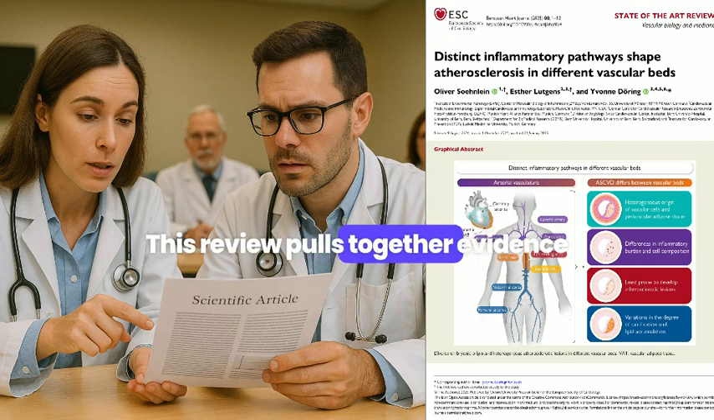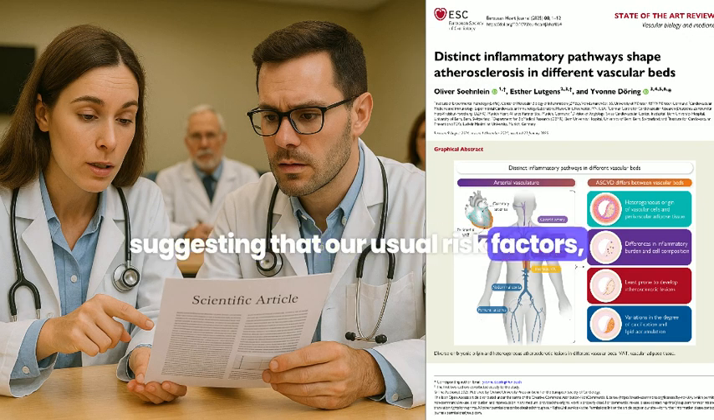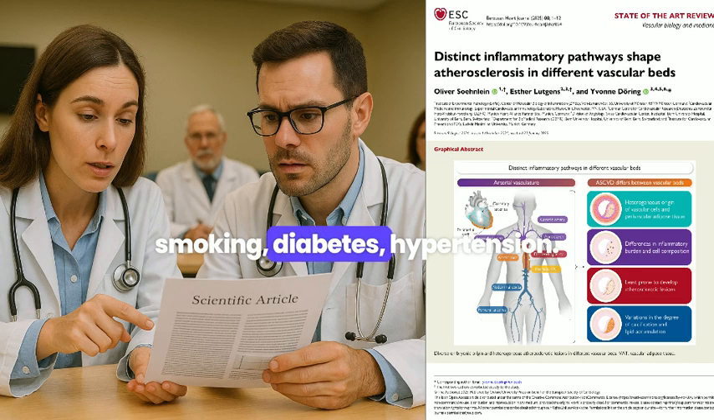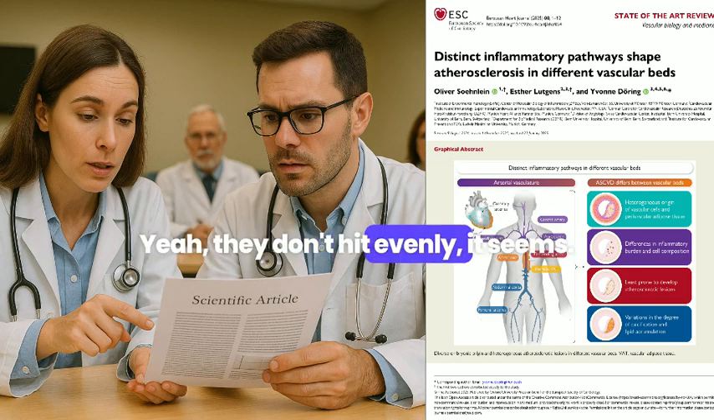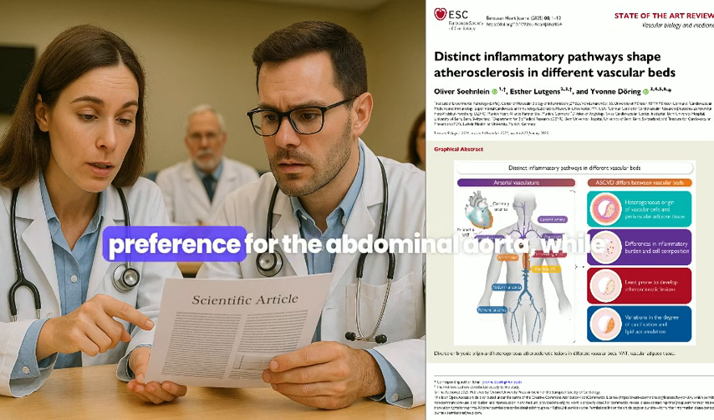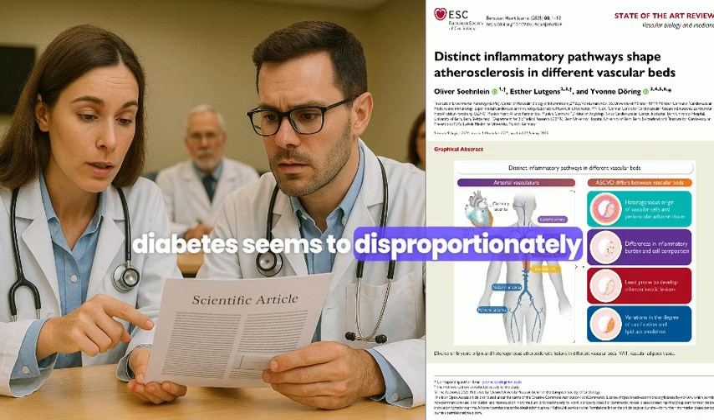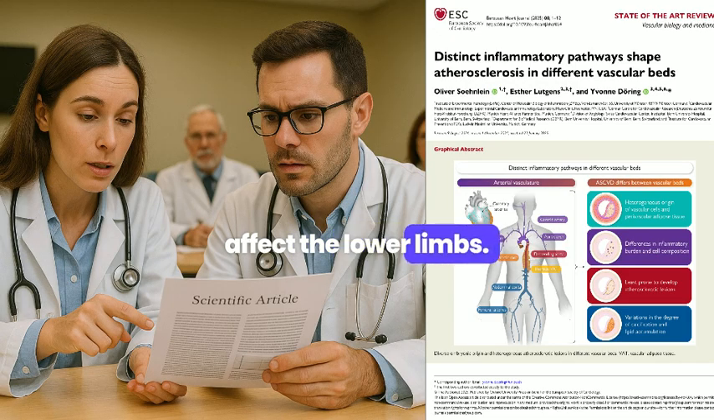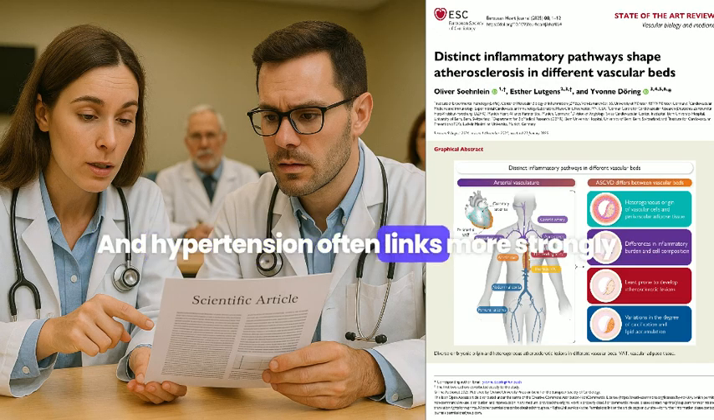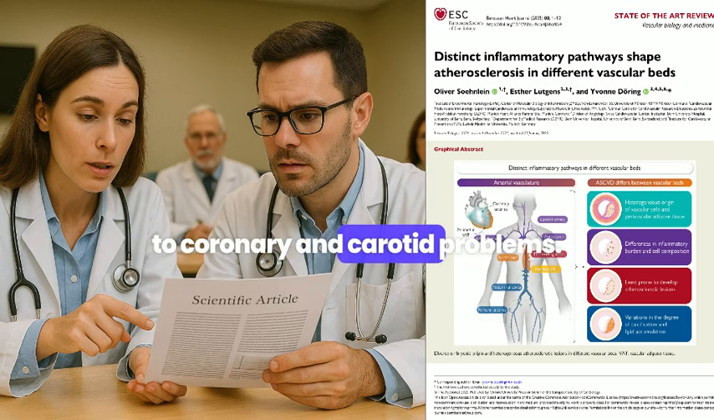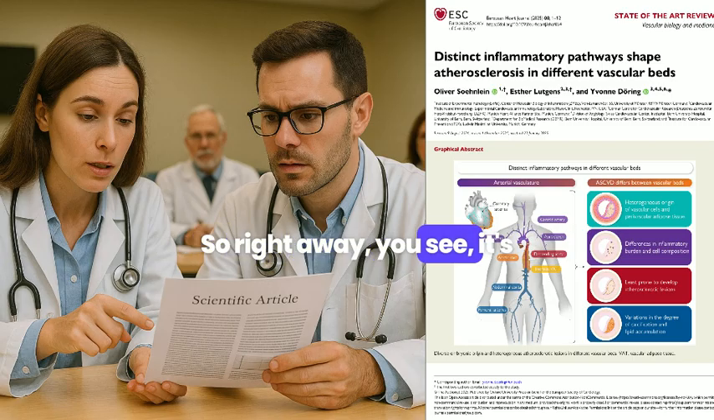This review pulls together evidence suggesting that our usual risk factors, smoking, diabetes, hypertension, don't hit evenly. It seems smoking, for example, has a real preference for the abdominal aorta, while diabetes seems to disproportionately affect the lower limbs. Right. And hypertension often links more strongly to coronary and carotid problems. So right away you see it's not a uniform picture. It's not one size fits all at all.